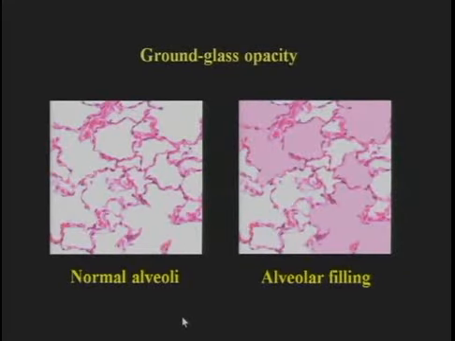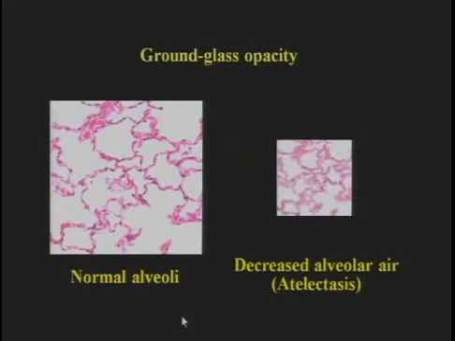Here I have filled some of the alveoli with a pink proteinaceous fluid. That will result in increased attenuation in ground glass. And here I have shrunk down that piece of lung to a smaller volume. That will also result in increased attenuation.